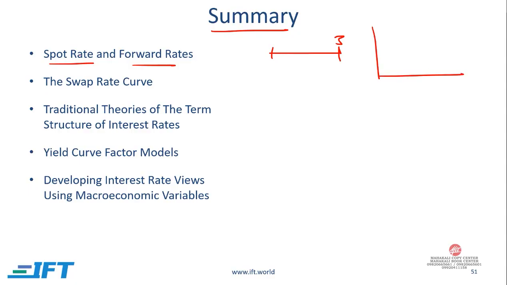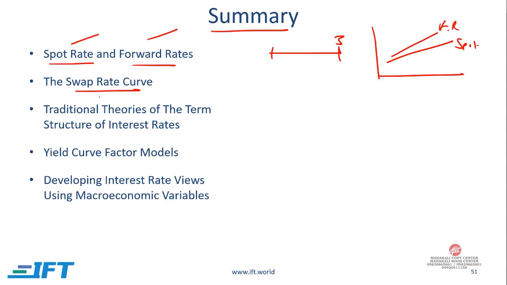Then we talked about the relationship between spot rates and forward rates. If we have an upward sloping spot rate curve, then the forward rates, which are the rates in the future, are going to be above the spot rates. So if this is the spot rate curve, then the forward rates are going to be higher.